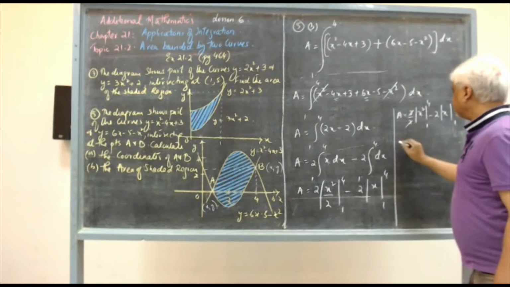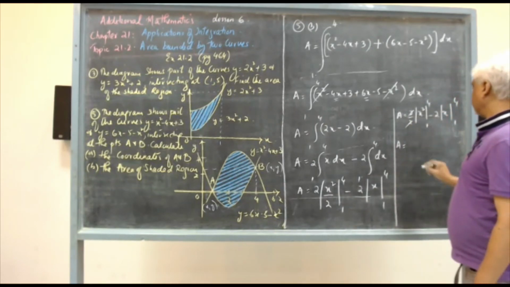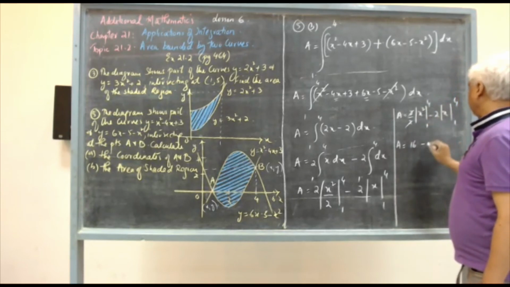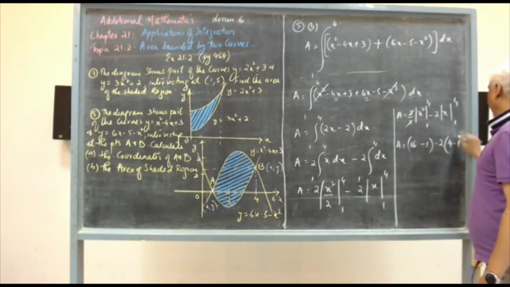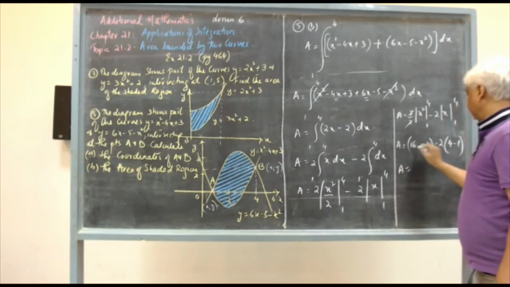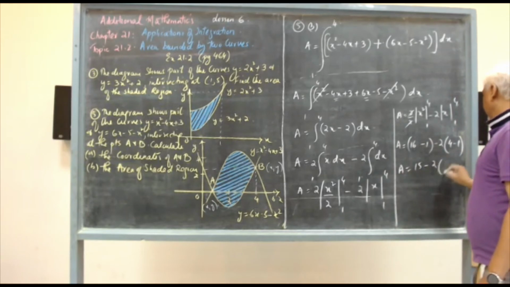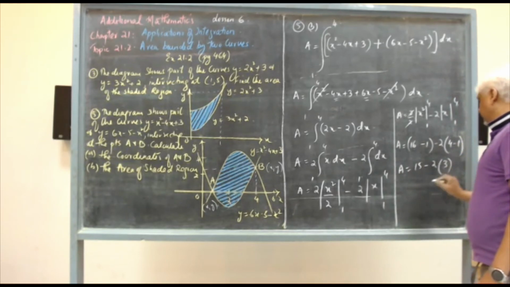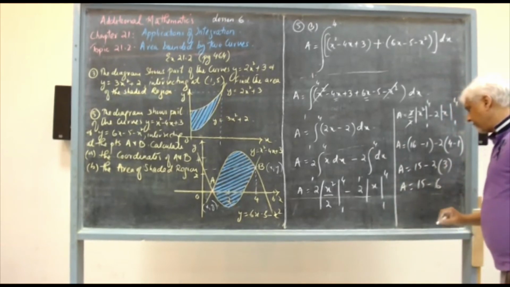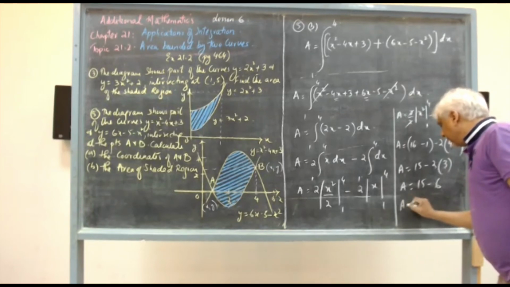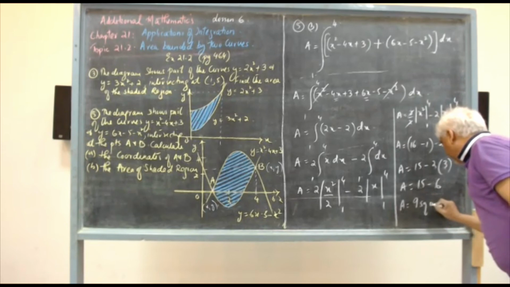So it will cancel out. A is equal to x squared, meaning 4 squared, 4 fours are 16, minus 1 squared, which will be 1, minus 2 times 4 minus 1. So A is equal to 16 minus 1, which will give you 15, minus 2 times 4 minus 1, which will give you 6. Okay? You write the answer here: 15 minus 6 would give you 9. 9 square units.